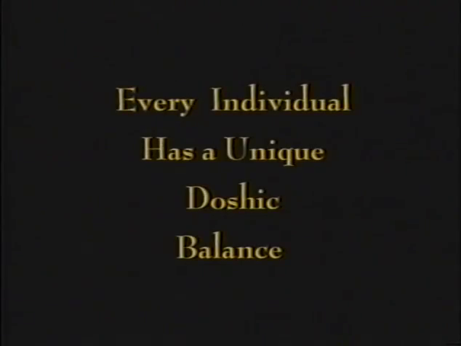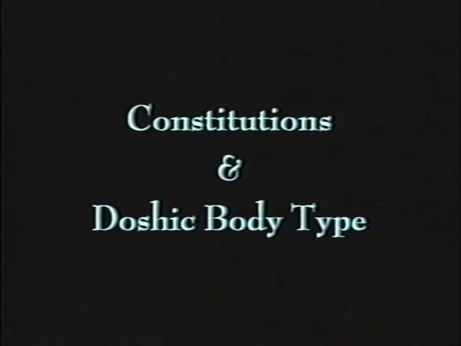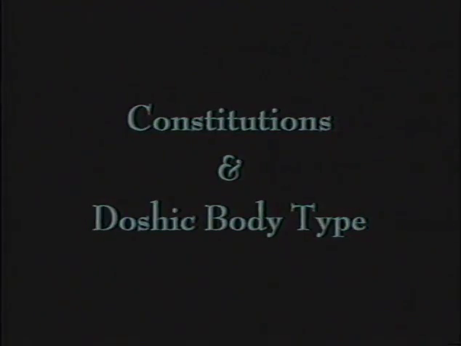Now, it's important to understand that all three of these doshas exist within each person, and that we're all a unique combination of these three doshic types. In fact, there are an infinite number of combinations and permutations of these three doshas that make up who we are as a unique individual. And that's why each person's path toward perfect health will be equally unique. Now Dr. Halpern will discuss our constitutions or doshic body type.